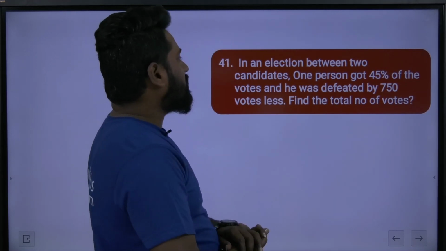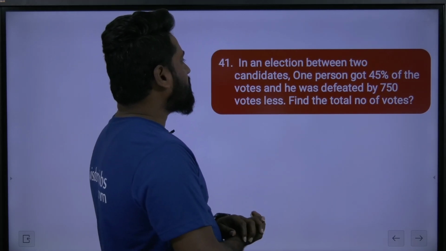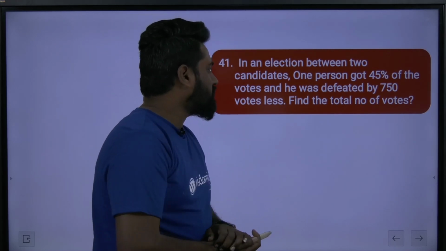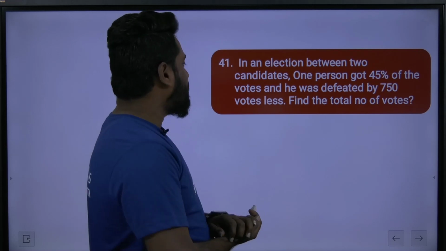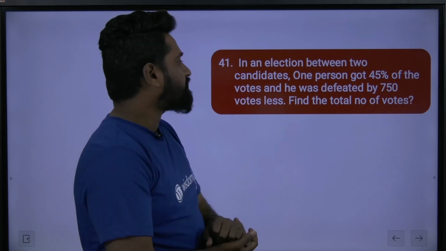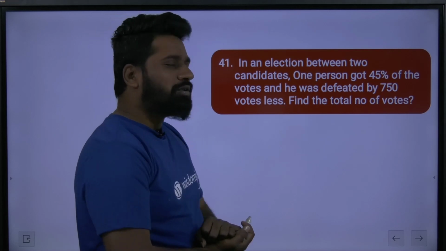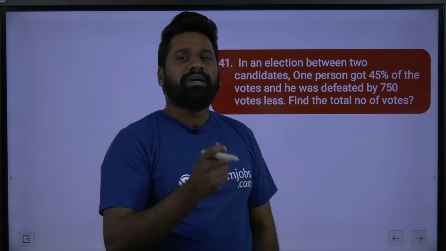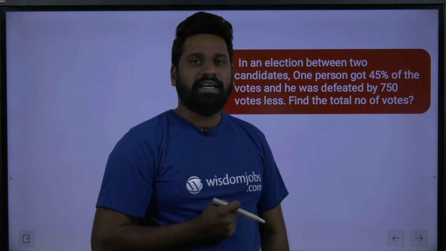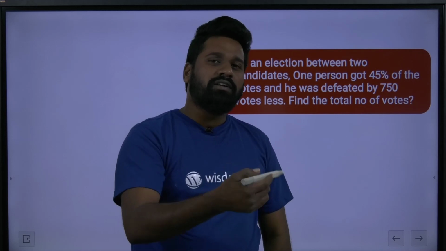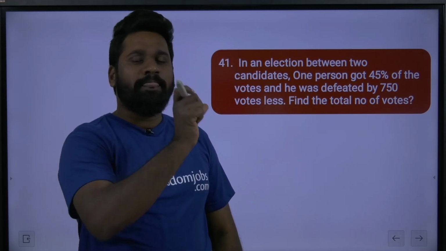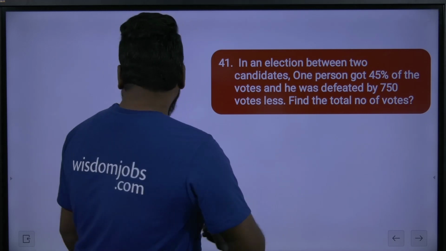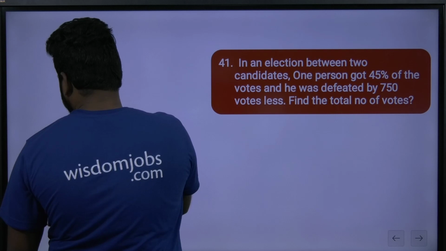So coming to this question, you can see in an election between two candidates, one person got 45% of the votes and he was defeated by 750 votes. Find the total number of votes. Just now we discussed, whether you win or lose is based on the difference of the votes. That indicates that you got less votes or more votes, which is the difference of votes between the two persons. Is it clear? So again here also two persons are participating.